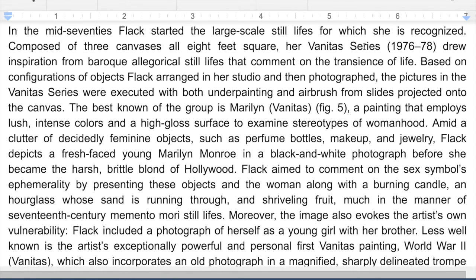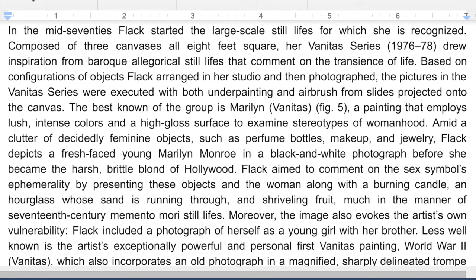Now, it goes on to say here, the best known of the group is Marilyn Vanitas, which is a painting that employs lush, intense colours and a high gloss surface to examine stereotypes of womanhood. These were the stereotypes as a child that she was exposed to, and these are the stereotypes that she's probably trying to break free of that we see in the artwork Marilyn Vanitas. The stereotype that we see of Marilyn Monroe. She's your sex symbol. This is what you should be aspiring to, young ladies. You're there for the pleasure of the male gaze.